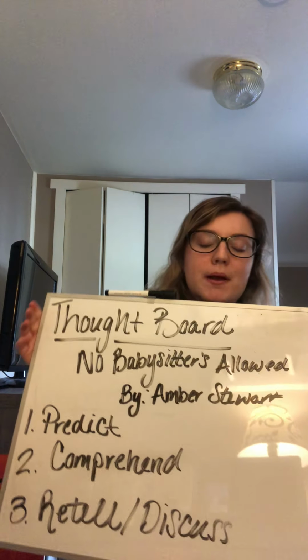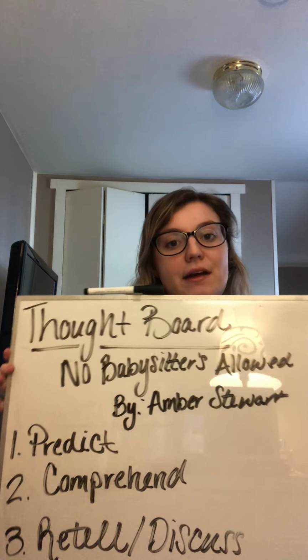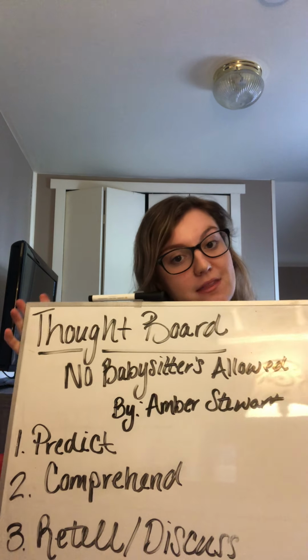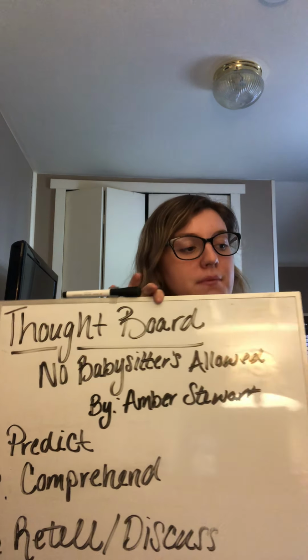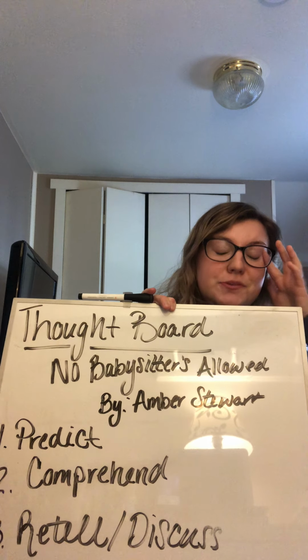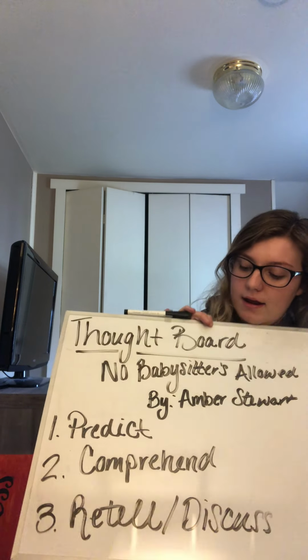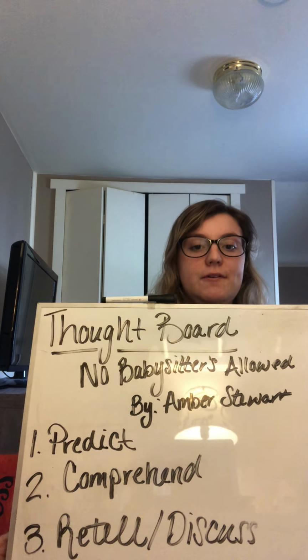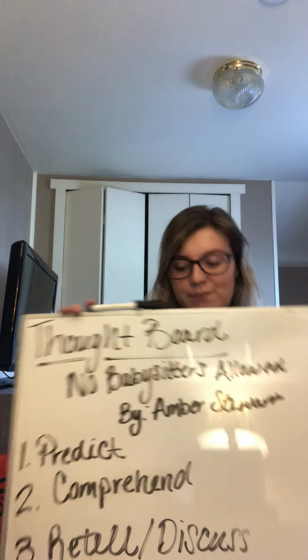And two, while we were reading the book, we comprehended. We tackled some words that we might not understand, and we explained them and talked about them, and maybe some feelings, some facial expressions that we saw from Hopscotch. And now we're going to do number 3 here. We're going to retell and discuss the story.